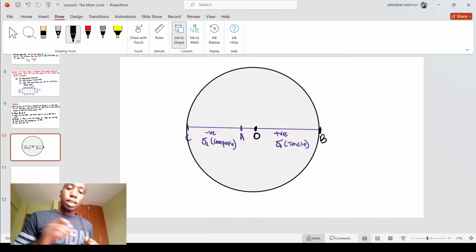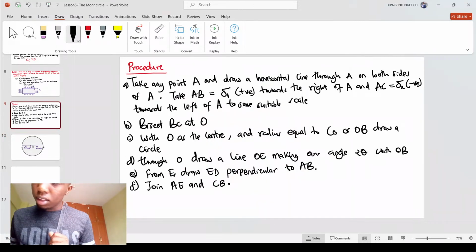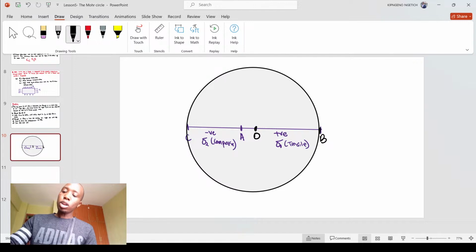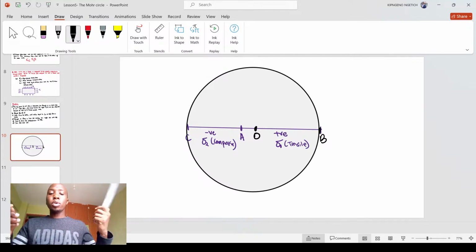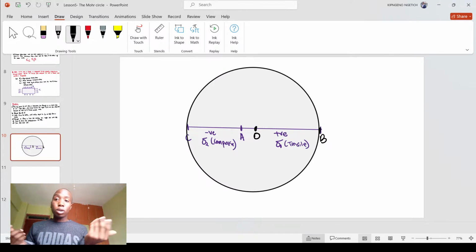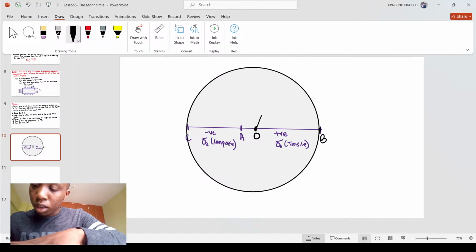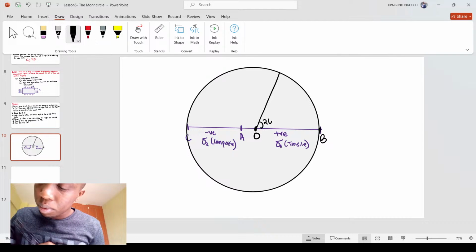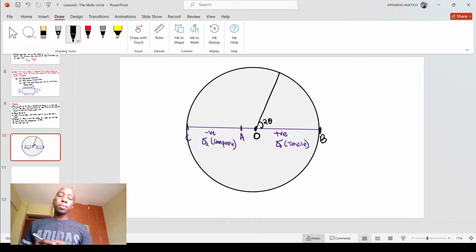The next one says: through O, draw a line OE making an angle of 2 theta with OB. Usually you are given the angle, so if you're given 30, then you draw 60 degrees. I'll draw my 60 degrees somewhere here, my 2 theta. Very good.